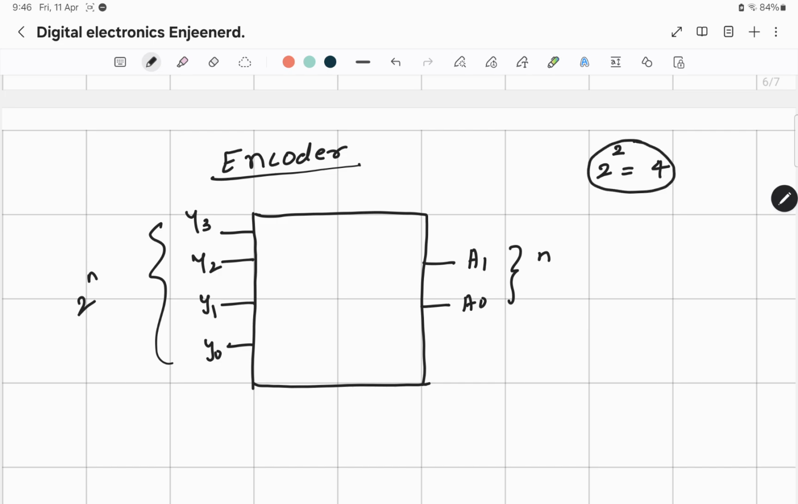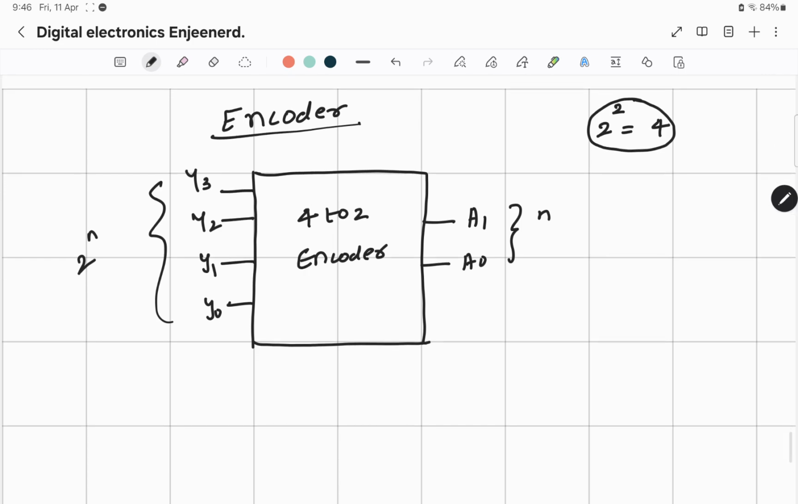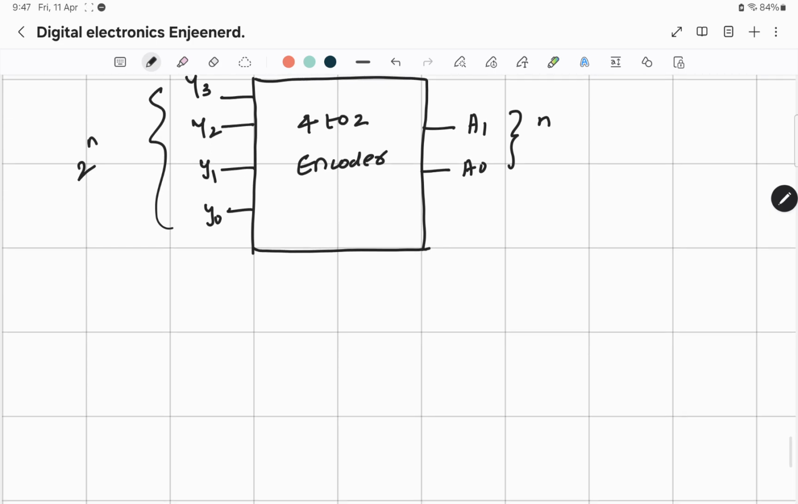We'll extend this to a higher encoder also. So this encoder is called a 4 to 2 encoder because it has 4 inputs and 2 outputs. It encodes. So say these are the decimal numbers. The decimal equivalent will get coded into its binary equivalent. So how do we make a truth table out of it? Making a truth table is very simple.